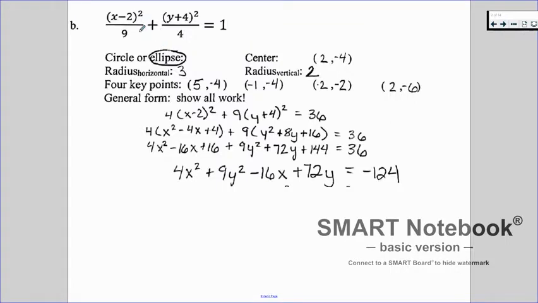All right, part B, this is going to be an ellipse now because I'm dividing by different numbers down here. So I have different radii for the horizontal and for the vertical. The center is going to be at (2, -4). So I grab those off of the x and y part. The horizontal radius is the square root of 9, so that's 3. The vertical radius is the square root of 4, so that's 2. So from the center, I'm going to go up and down 2.